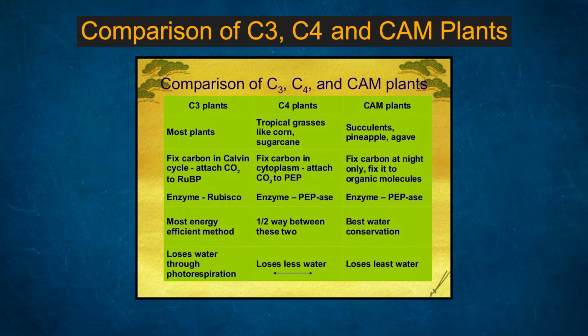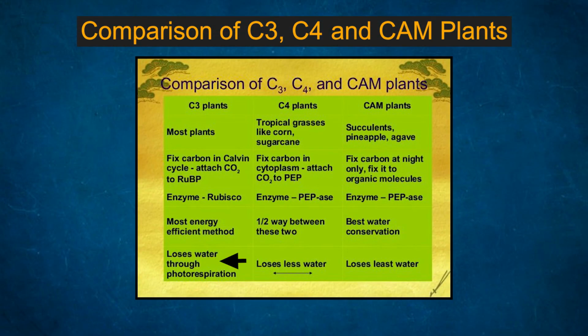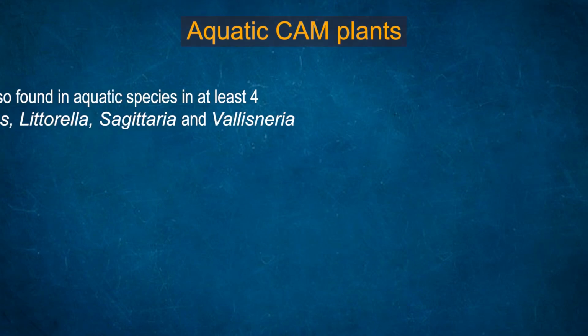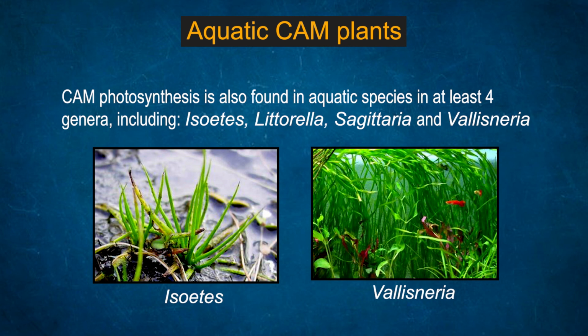And of course, we must say that the normal process of C3 photosynthesis loses excess water due to photorespiration. C4 plants are in between, they lose less water, but because the stomata are closed during daytime, minimum water is lost in CAM plants. There are some aquatic plants which also exhibit this CAM process, and CAM photosynthesis is exhibited by ferns like Isoetes or other submerged aquatic plants like Sagittaria and Vallisneria.